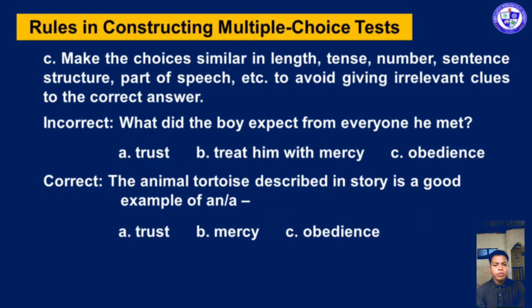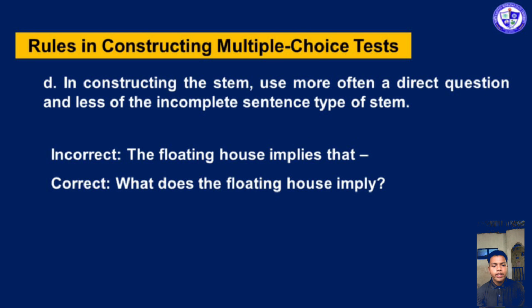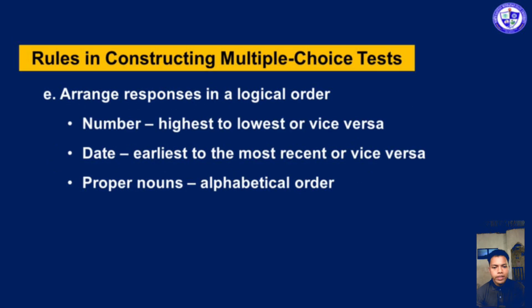Another rule is to make the choices similar in length, tense, number, sentence structure, part of speech, etc. to avoid giving irrelevant clues to the correct answer. Also, in constructing the stem, use more often a direct question and less of the incomplete sentence type of stem. Now, another rule in constructing multiple choice tests is to arrange responses in a logical order.